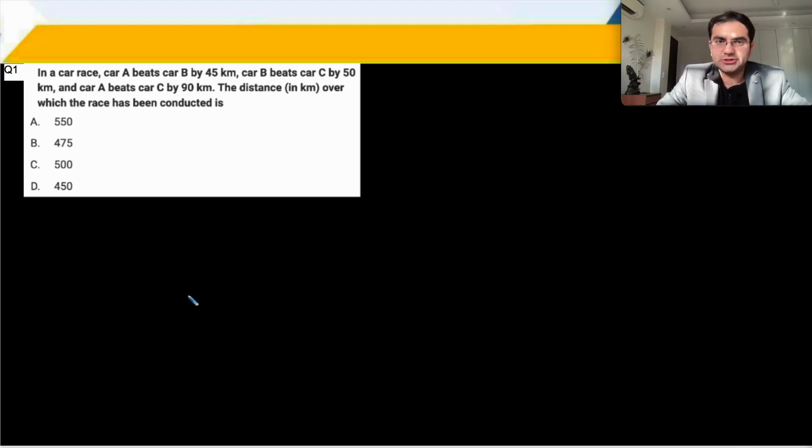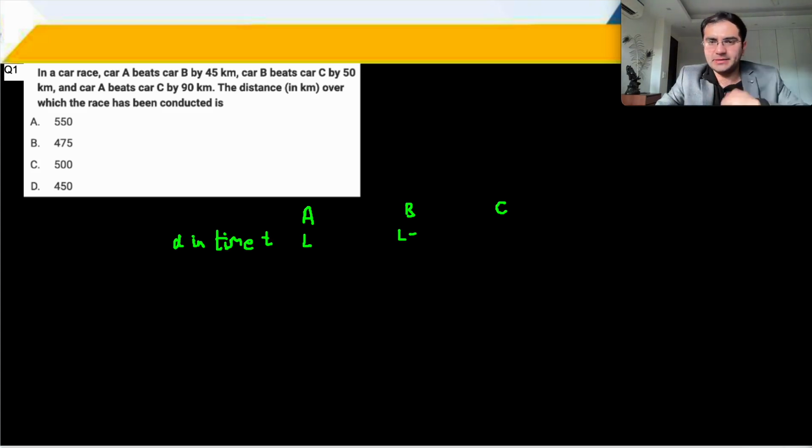Standard TSD question based upon proportionality. In a car race, A beats B by 45 kilometers. So let's take distance covered in some time t. Length of race L. He beats B by 45, means when A completed the race, B is 45 behind.